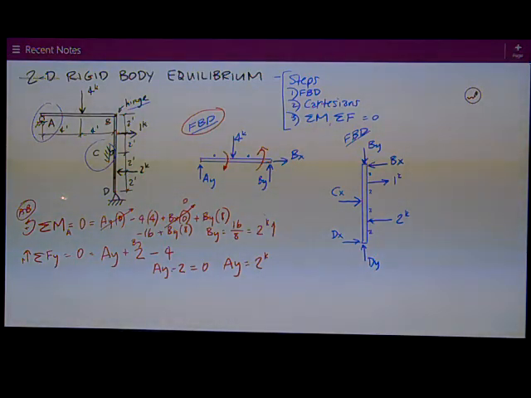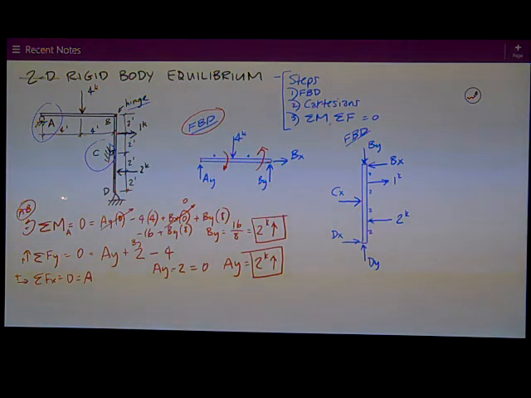The positive number for BY means the direction I assumed up is correct. Put a box around it. Same thing with AY. Assumed up, I got a positive answer, so it is up. Real easy to do sum of forces in the X. That's by inspection 0. Positive to the right. Only thing I have is BX. So BX has got to be equal to 0. No other X forces on there.